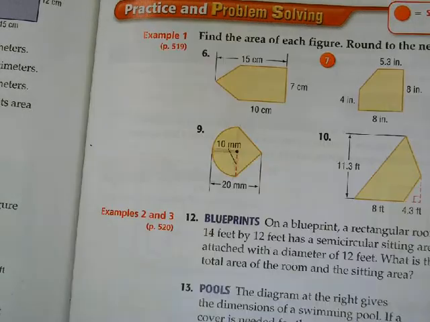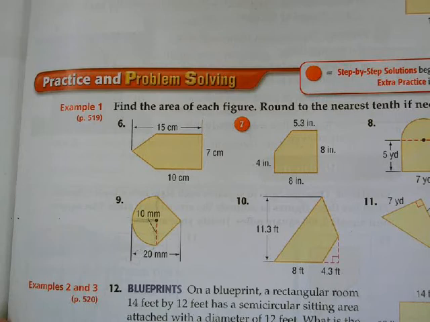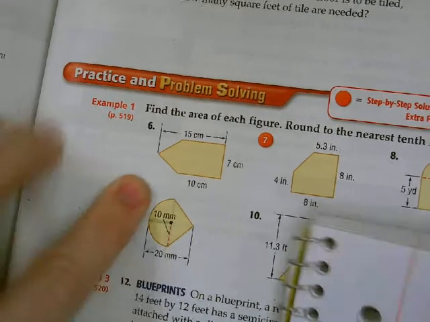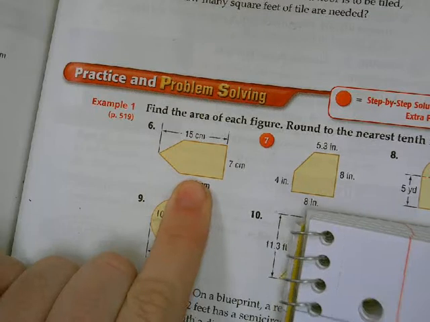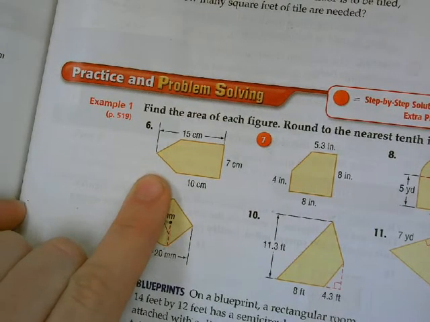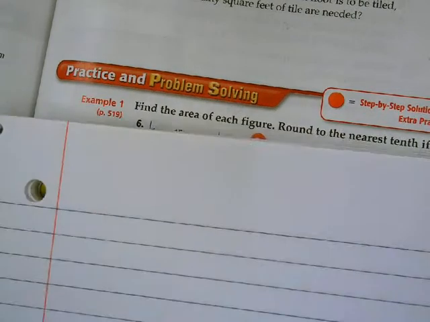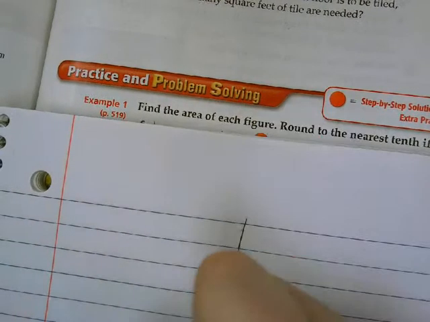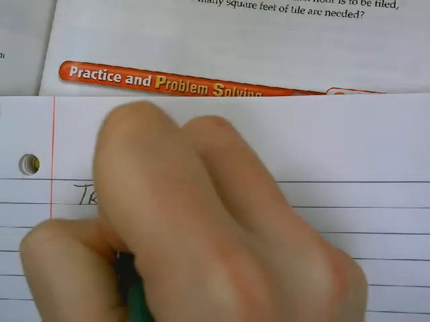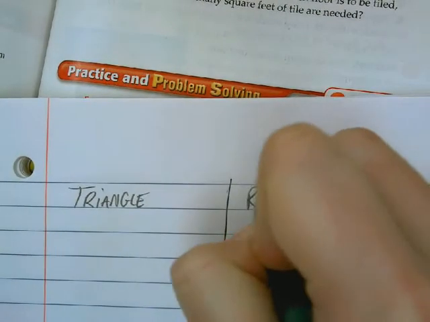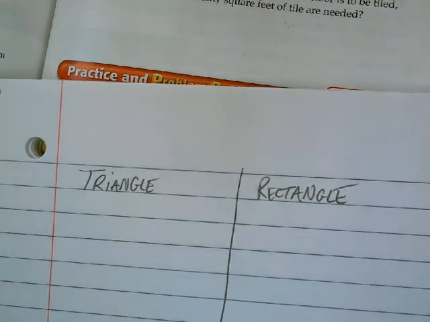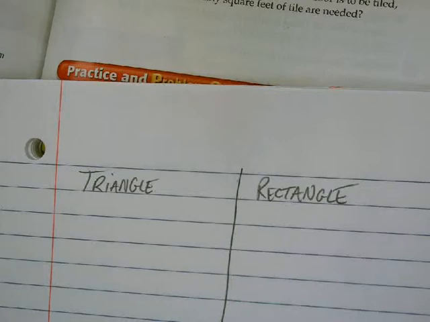Okay, so the first problem we're looking at is number 6, which is a rectangle and a triangle. So this should be a pretty simple one. I'm going to split my paper here, and we have triangle and then rectangle, and it doesn't matter which side I put them on. We're going to add them both at the end anyway.